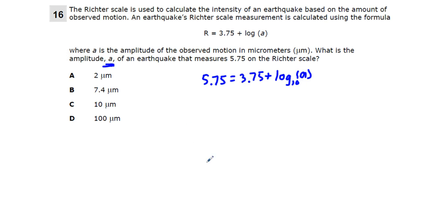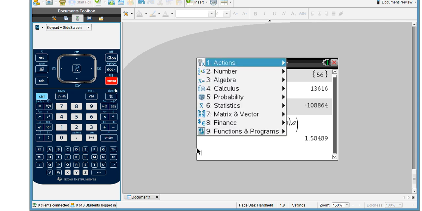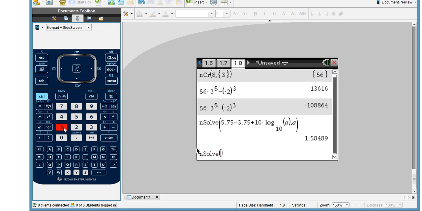Something looks wrong. Oh yeah, plus this 10 log A, that's what it is. Okay, I'll try it again. Menu, 3, 1. Sorry about that.